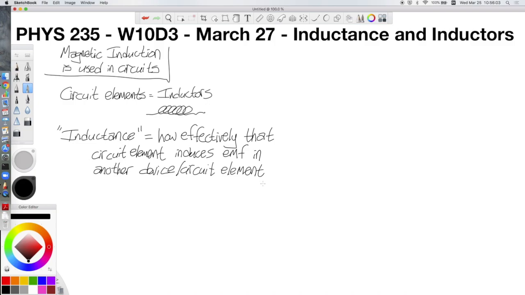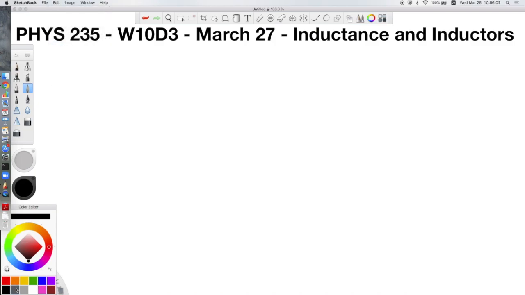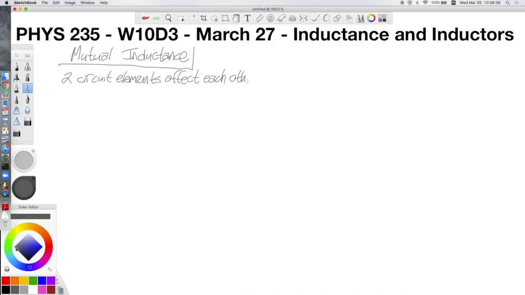Cool. So, with that in mind, I'm going to clear some space so that we can talk about mutual inductance. Mutual inductance is about how two circuit elements affect each other. So, to get an idea of what's going on, let's consider two coils. Two coils of wire here, and label them.